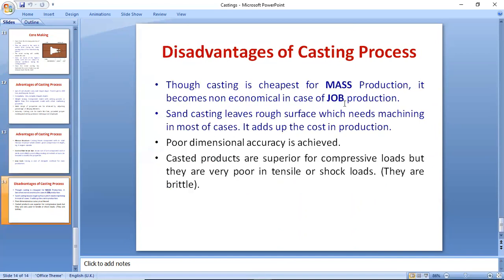Then the disadvantage of the casting process. Cast products are superior for compressive loads, but they are very poor in tensile or shock loads. This is the disadvantage of the casting process.